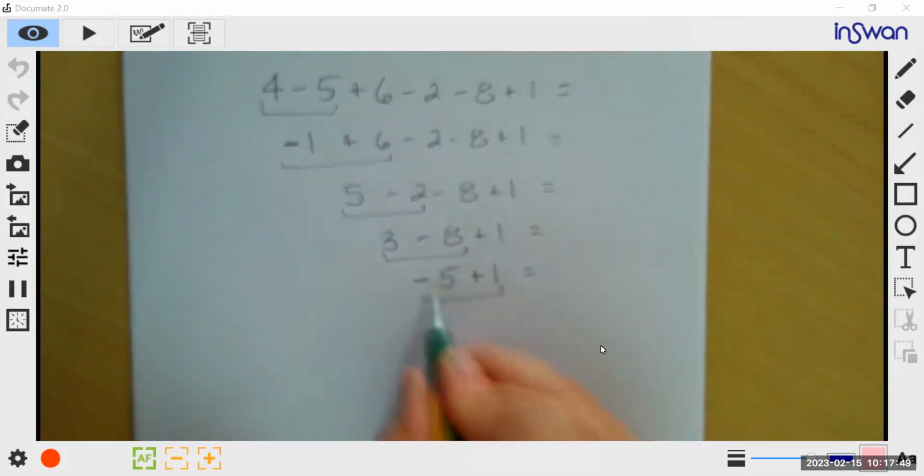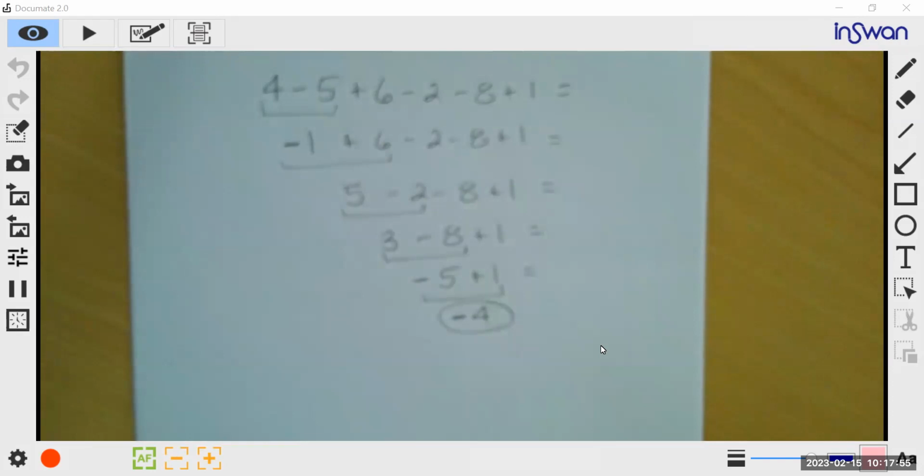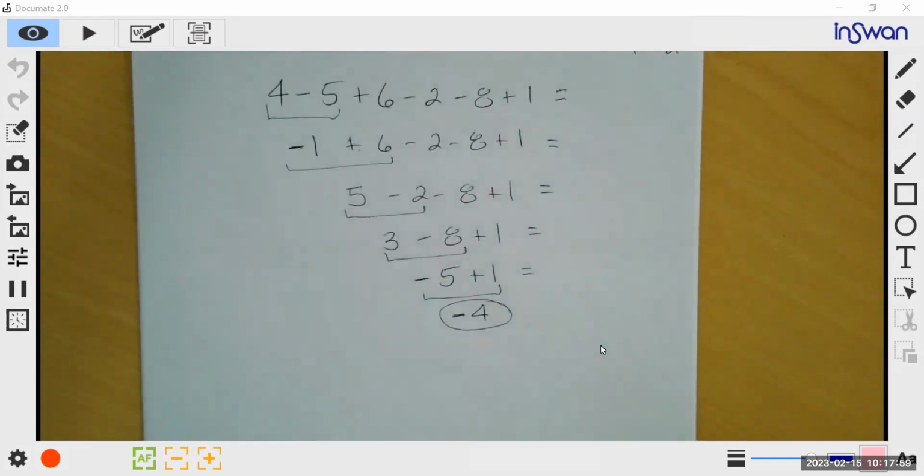5 is bigger than 1, so it's negative. 5 minus 1 is 4. The answer is negative 4. Pretty straightforward. It's going to be the same for all of these.